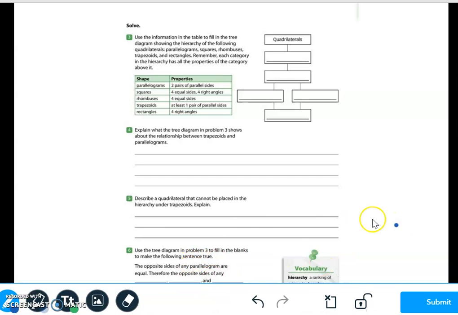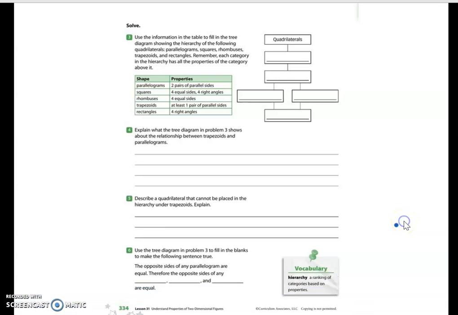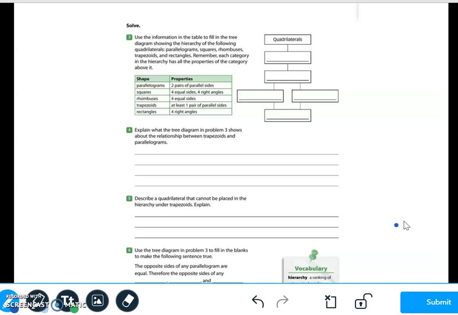It says the opposite sides of a parallelogram are equal. Therefore, the opposite sides of any blank, blank, and blank are equal. Let's take your time. Use this chart to help you fill this out. Take your time.